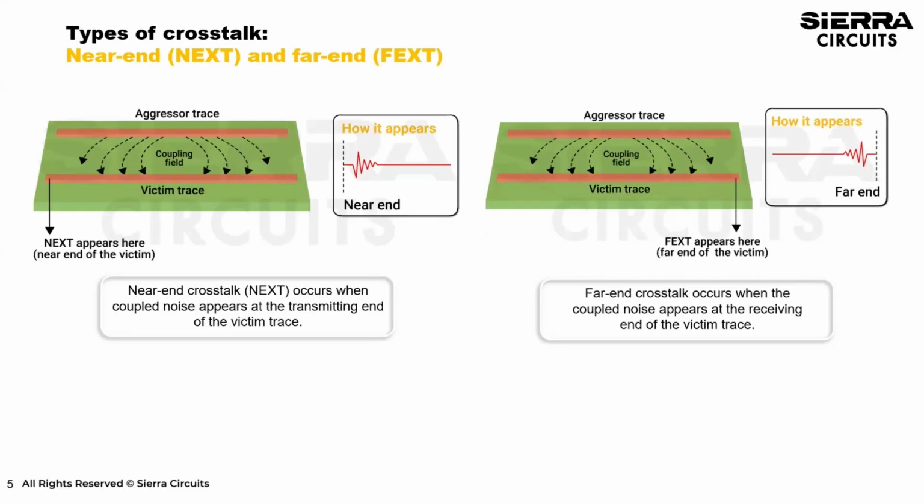As the aggressor signal propagates along the coupled region, electromagnetic energy transfers into the adjacent victim trace. FEXT becomes more significant when traces run parallel for long distances, especially at higher frequencies and faster edge rates.